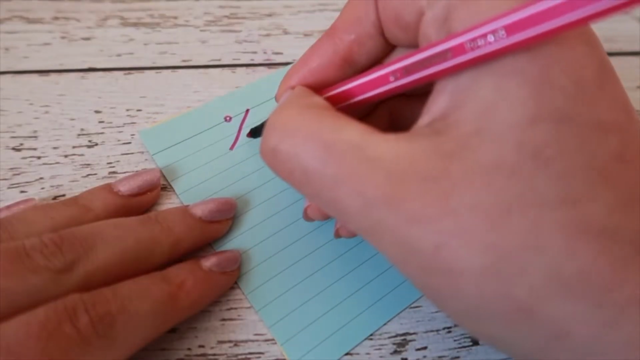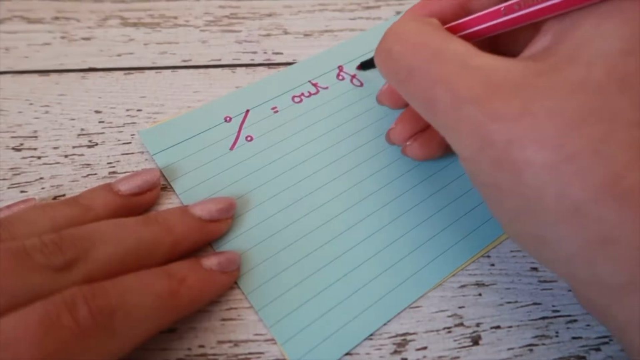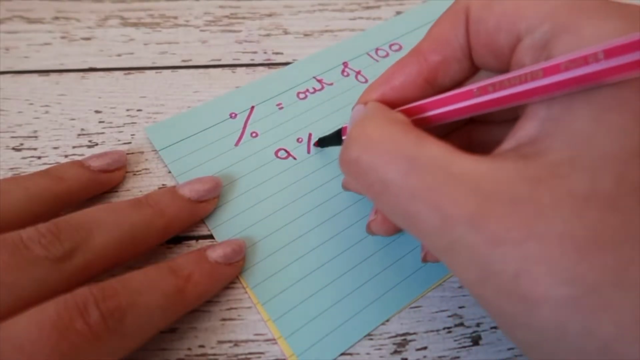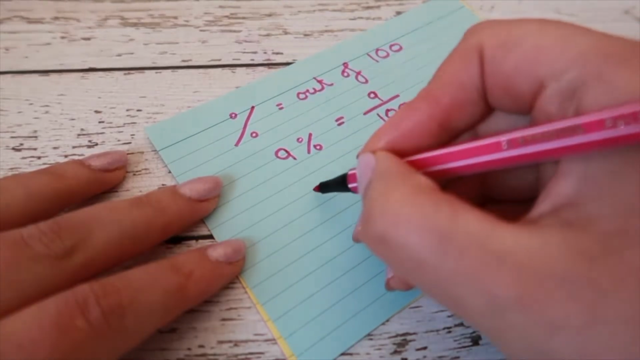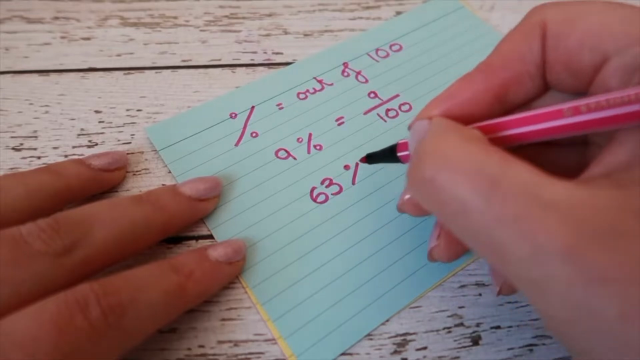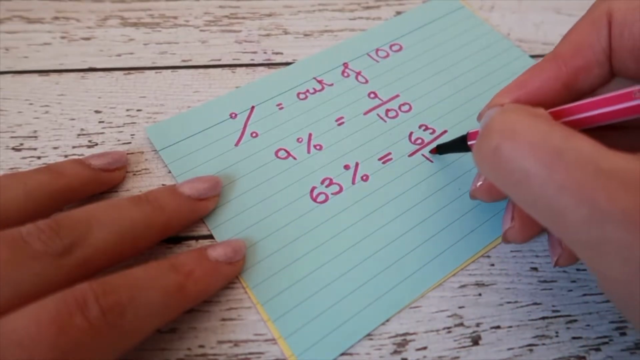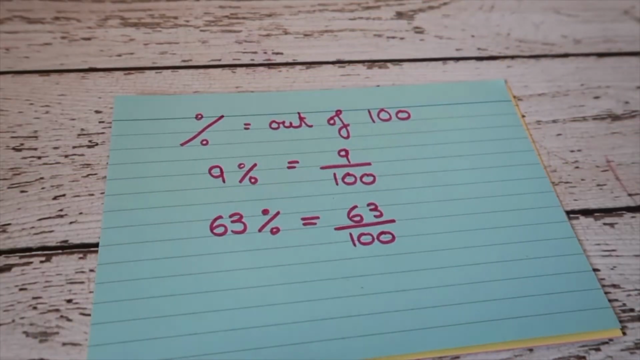When we say percent, it means out of 100. So percent literally just means out of 100. So as an example, if we have 9%, that means 9 out of 100. So as a fraction, it'll be 9 over 100. If we say 63%, that literally means 63 out of 100. Again, 63 over 100 as a fraction.